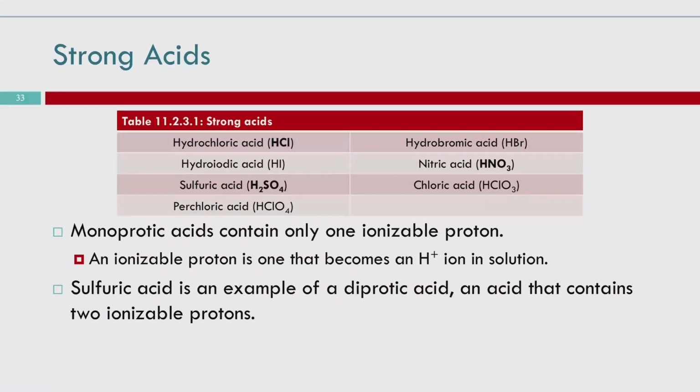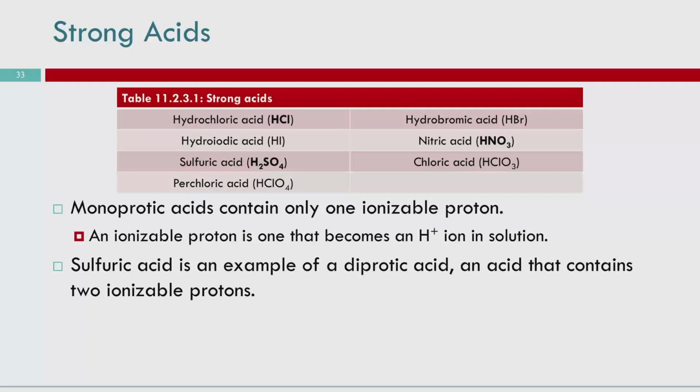Here are some strong acids. Some of them are bolded. Any guesses why they're bolded? That's right. Those are the ones that you should have memorized. So those are our strong acids. We've got such beautiful examples as hydrochloric acid, sulfuric acid, and nitric acid. Just 3 of them. Nice.